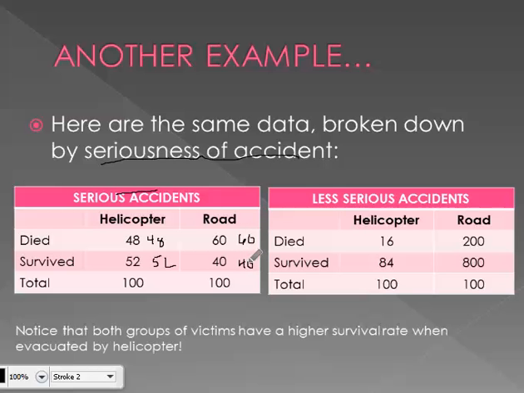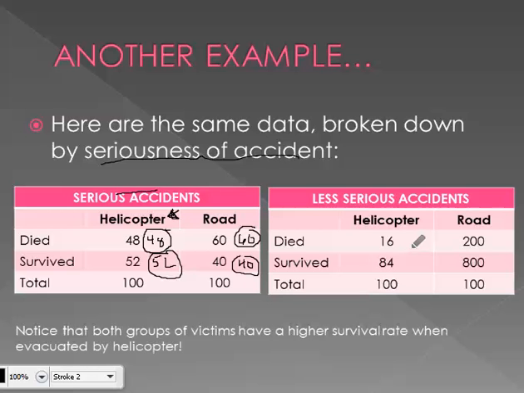Well, very serious accidents, it's pretty obvious. 52% survived versus 40% survival. I want to be in that helicopter if it's a very serious accident, don't you? And as far as deaths are concerned, 60% died if they went over the road, but only 48% died if they went via helicopter. Give me that helicopter, man. If it's a serious accident, I want that helicopter.